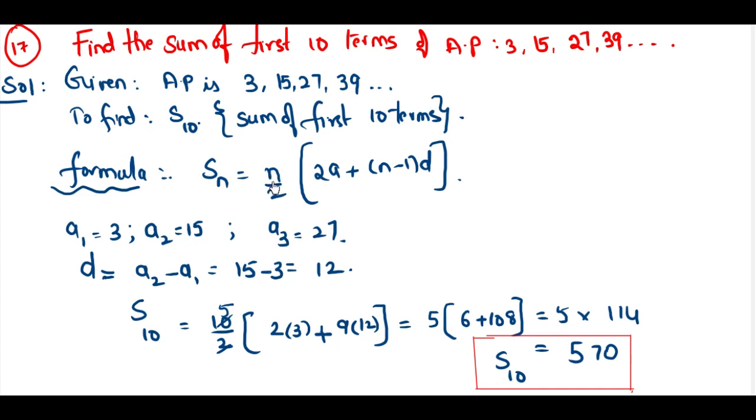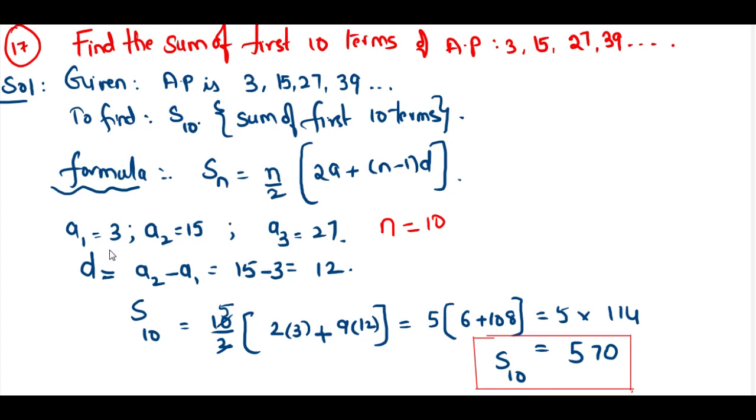What is the value of n here? Because it is said, find the sum of first 10 numbers. So n value will be 10. And what is a? A is the first term. So what is the first term here? We have it as 3. So a is 3. a1 or a, both are first term.